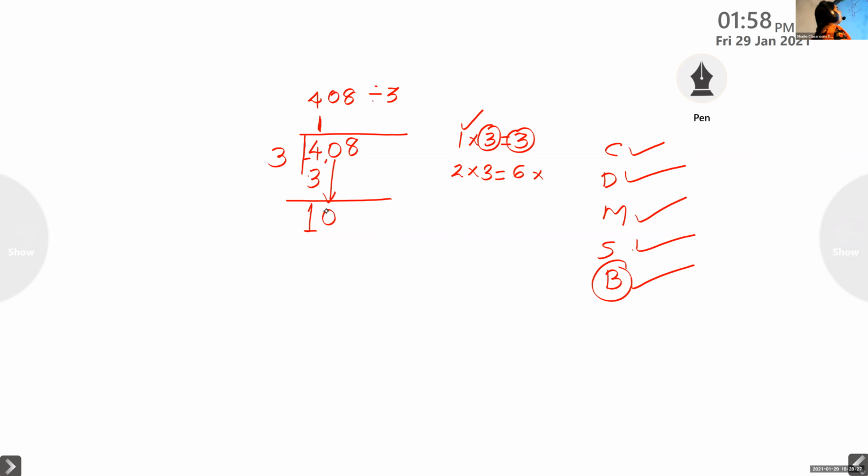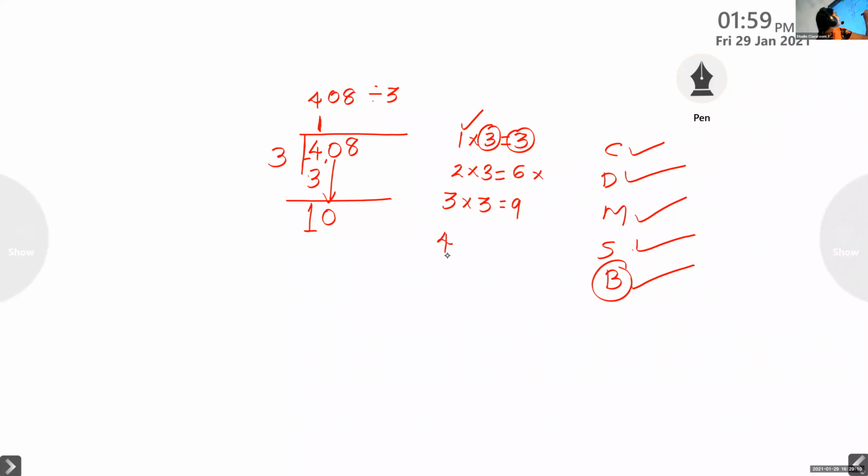To divide 10 by 3, what do you want to do? You have to continue the table. Either we have to get 10, or if 10 is not there, you can go for the nearest number less than 10. 2 threes are 6. 3 threes are 9.